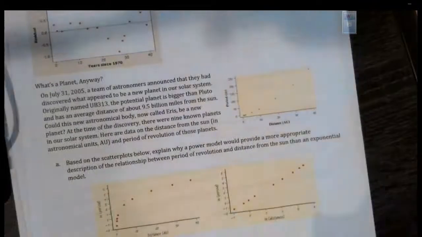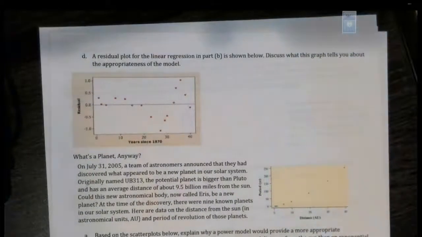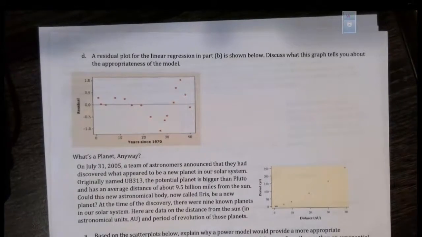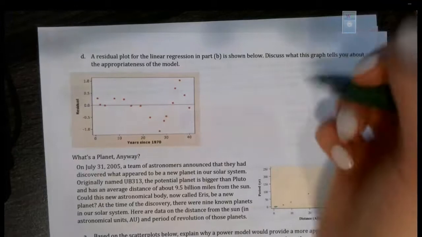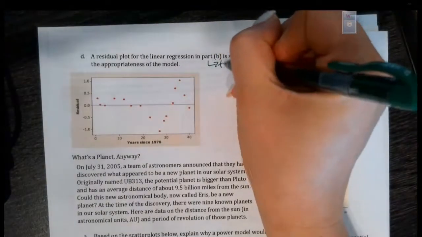Right. Last page of examples, and then we will wrap this up. Alright, so a residual plot for a linear regression in part B is shown below. Discuss what this graph tells you about the appropriateness of the model. Alright, so do you see a pattern? If you see a pattern, that means that part B is the transformed.